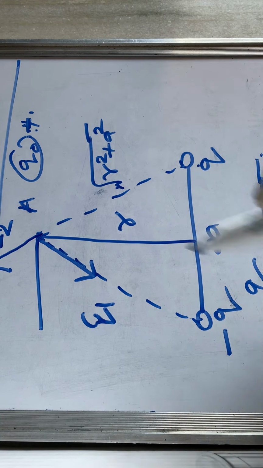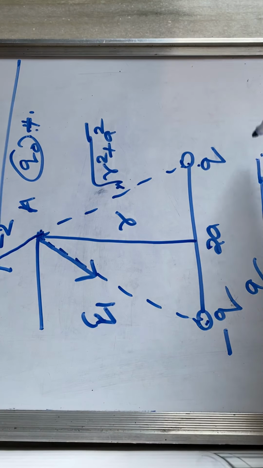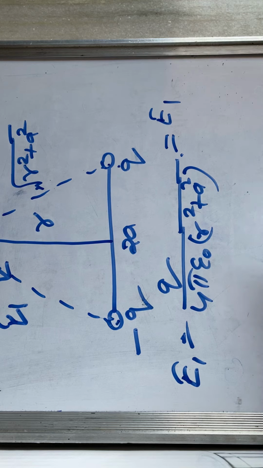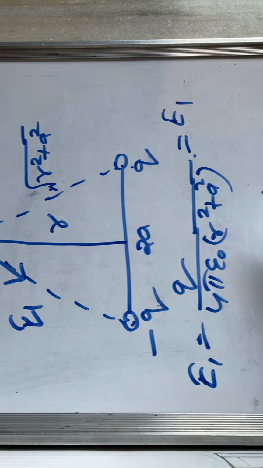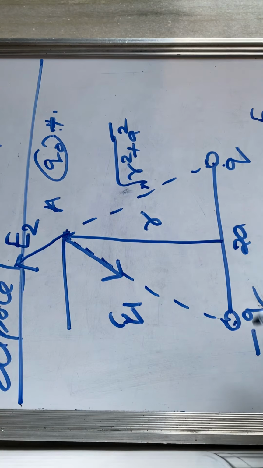And if you see clearly, this distance is equal to this distance. So E2 will have the same magnitude as E1. Only the direction will be different. This will be towards the charge, and this will be away from the charge.